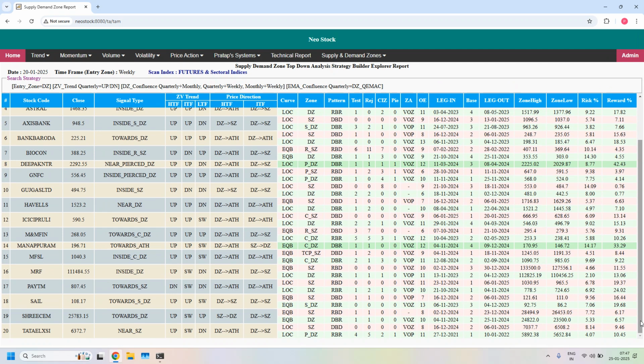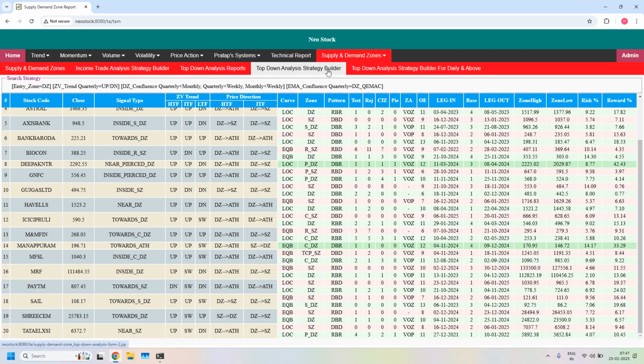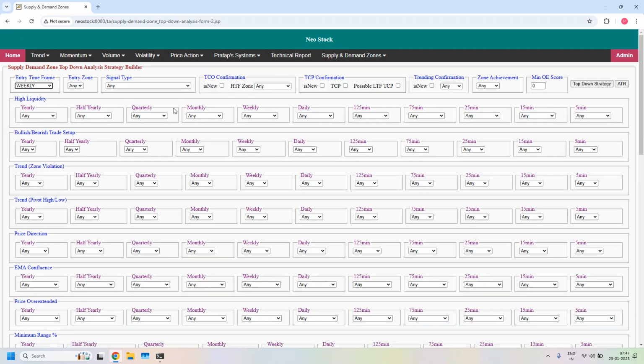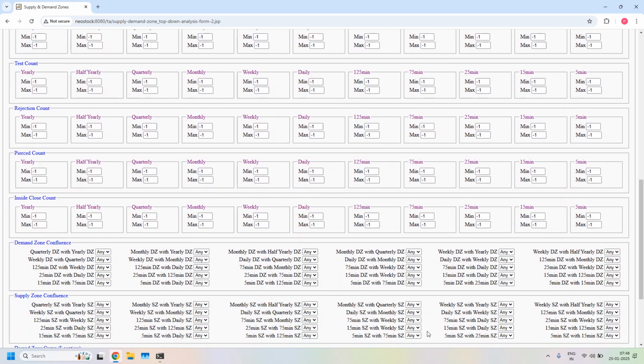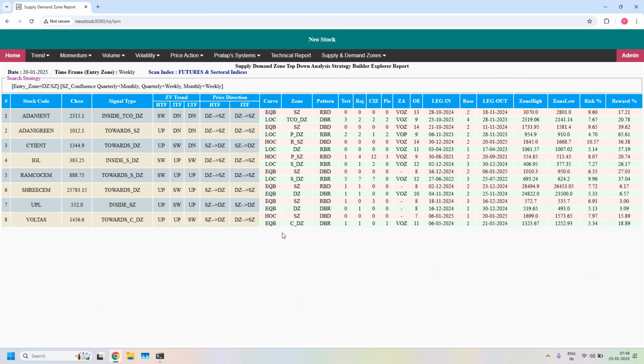Similarly, we will identify LTF, ITF and HTF supply zone confluence. So entry time frame weekly, in the supply zone confluence, LTF, ITF, HTF supply zone confluence, 3 filters we have to set: weekly supply zone with monthly supply zone confluence, weekly supply zone with quarterly supply zone confluence, and monthly supply zone with quarterly supply zone confluence. With all the 3 filters, we got 8 stocks. That means the weekly zone is part of the monthly, both together again part of the quarterly.